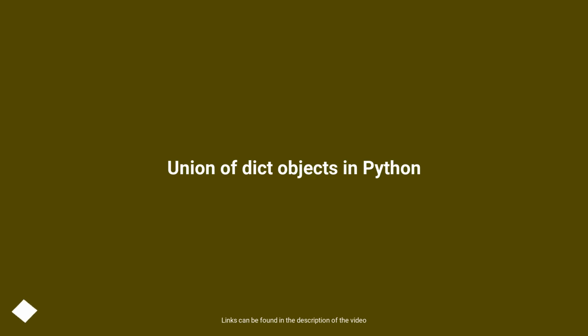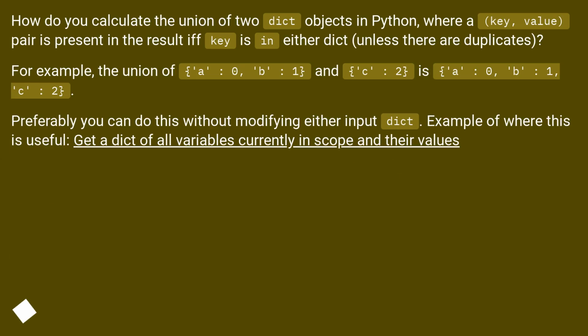Union of dict objects in Python. How do you calculate the union of two dict objects in Python, where a key-value pair is present in the result if the key is in either dict, unless there are duplicates?